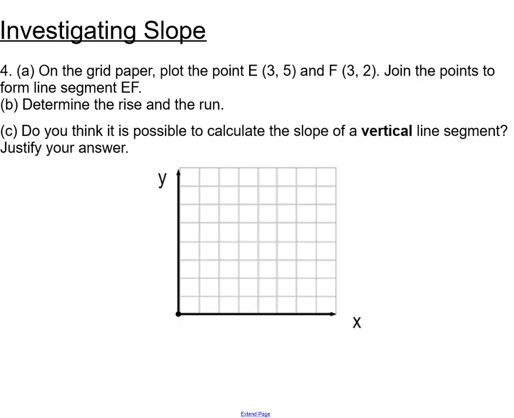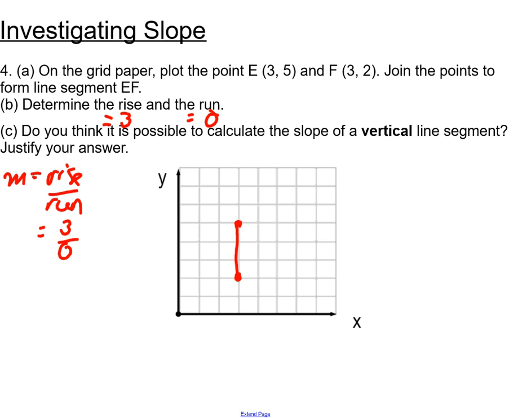In the second one, it asks you to put a dot at 3, 5 and 3, 2 and make a line segment. Again, it asks you to find the rise. In this case, the rise is 3, and the run, in this case, it does not run. It does not go left or right, so the run is 0. So when we do rise over run, we get 3 over 0.